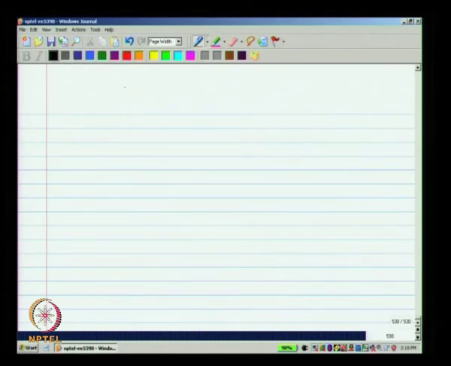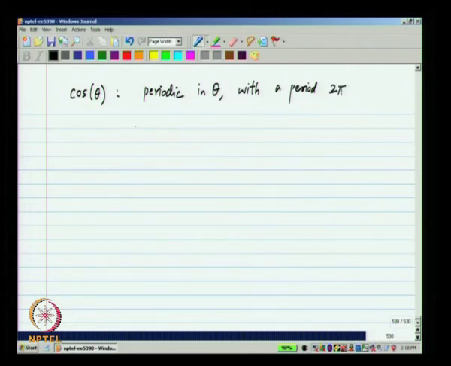So, the bottom line is that we start with a periodic function which is periodic in theta with a period 2 pi, and to describe a signal that is periodic or almost periodic in time, what we do is we represent this theta as consisting of 3 parts in general.